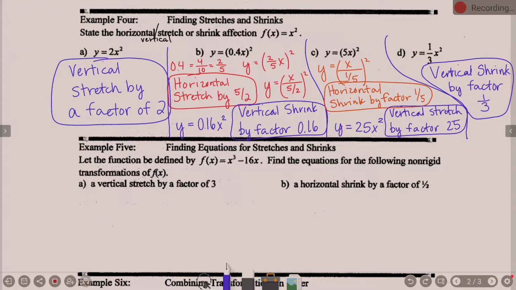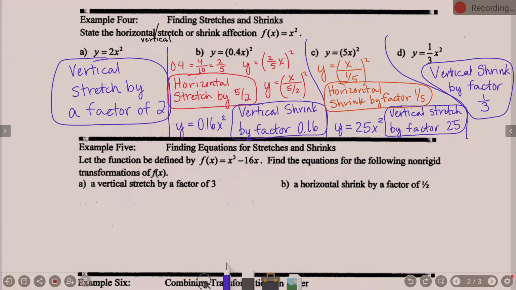Okay, moving along here. We have an f of x function, right? x cubed minus 16x. That's what we're using. Find the equations for the following non-rigid transformations of f of x. That's just official lingo there. Okay, don't let that flip you out. So on A, we're asked to do a vertical stretch by a factor of 3.